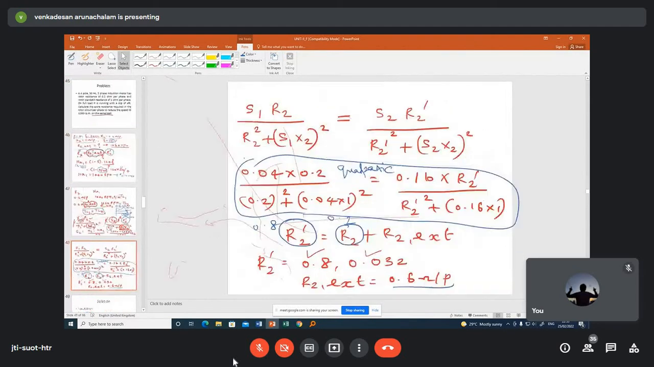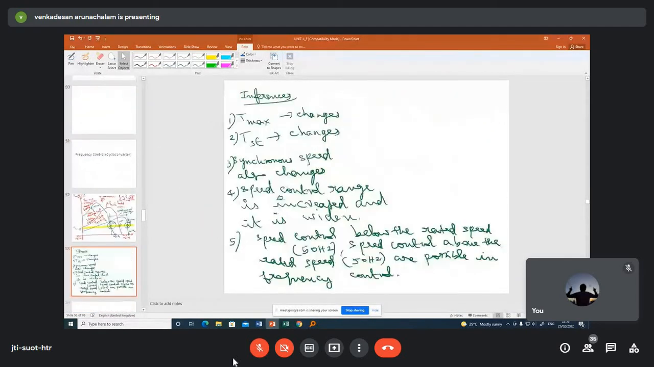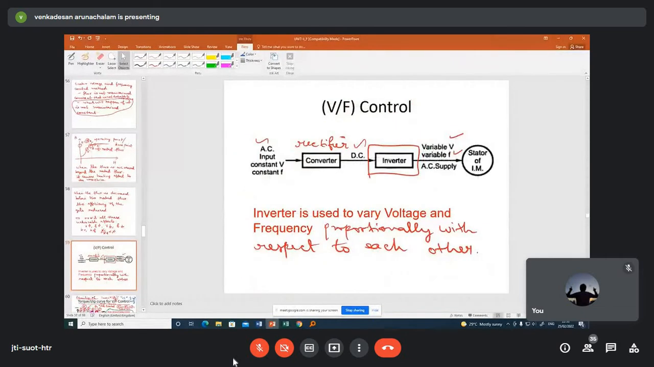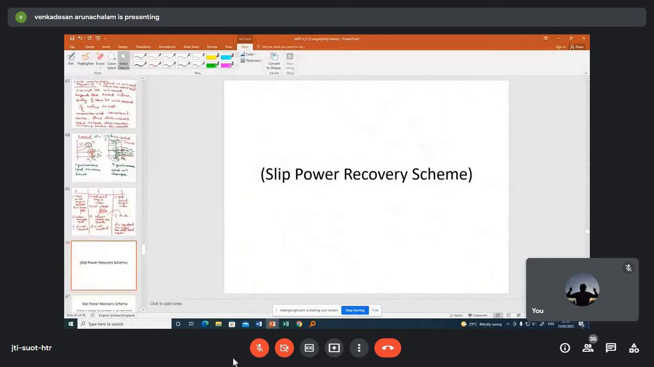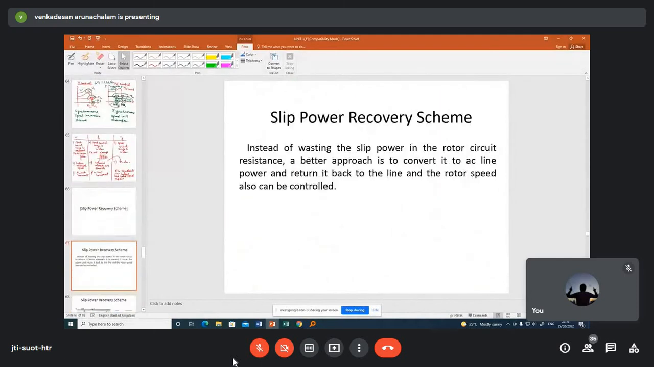You see here, instead of wasting the power in the rotor, you can take that power and feed it back to the supply line.